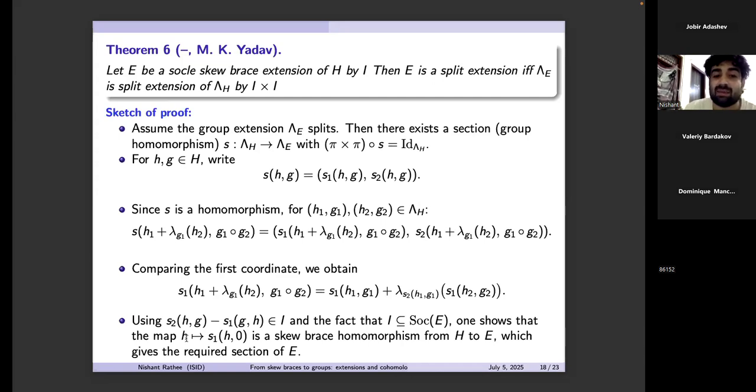So we can see that the map h going to S1(h,0) is a skew brace homomorphism from H to E, which will be the required section of the extension E. So in the very particular case of socle extensions, we can induce a map from the level of lambda groups to the skew braces.